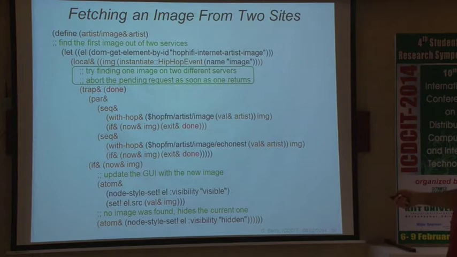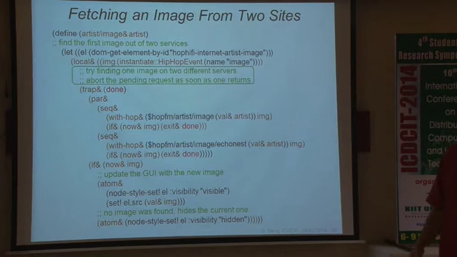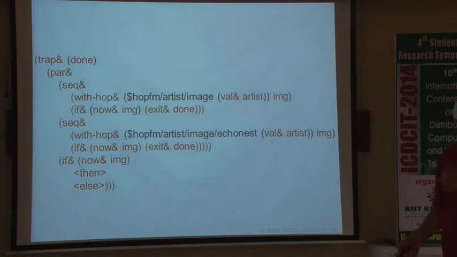This is the key part. Try finding one image on two different servers. Abort the pending request as soon as one returns. And let's zoom on that. What you say is trap done, which will give you a way to exit. Call with hop means call a service. Call a service with this service here and return this image. This call will return this image.